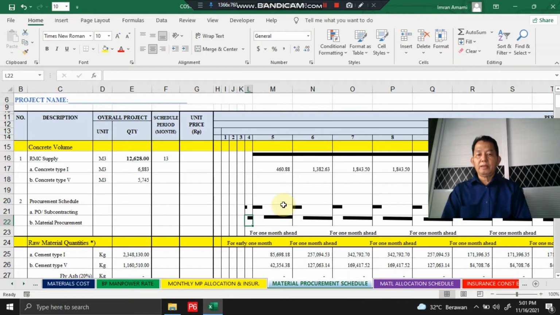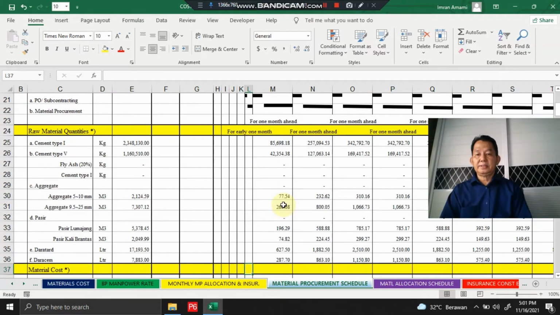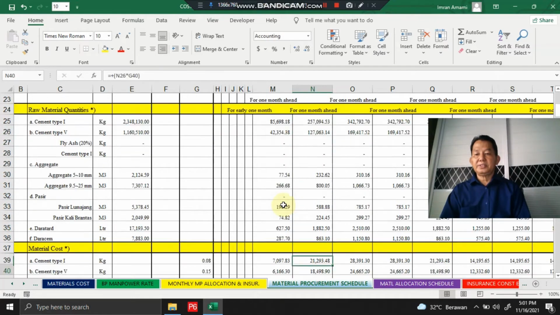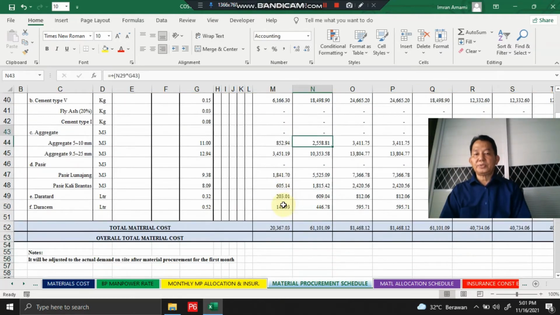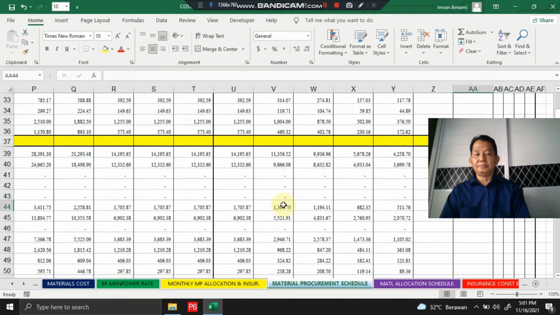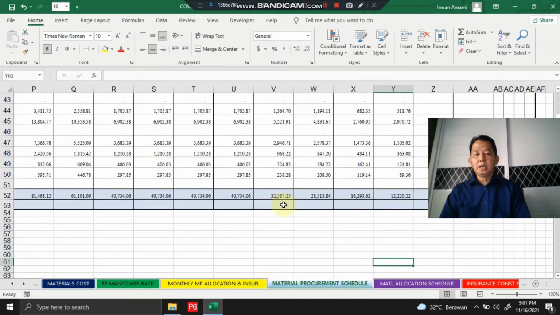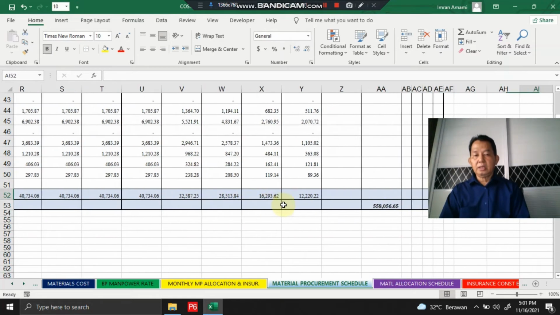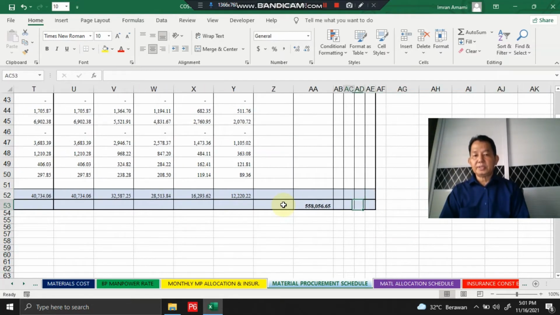Material procurement, this is devised or composed 1 month ahead or 1 month earlier. Yes, this is the concrete raw material quantities here, and this is the material cost. Yes, this is the material cost, and this is where we found the total material cost. Yeah, the total material cost.